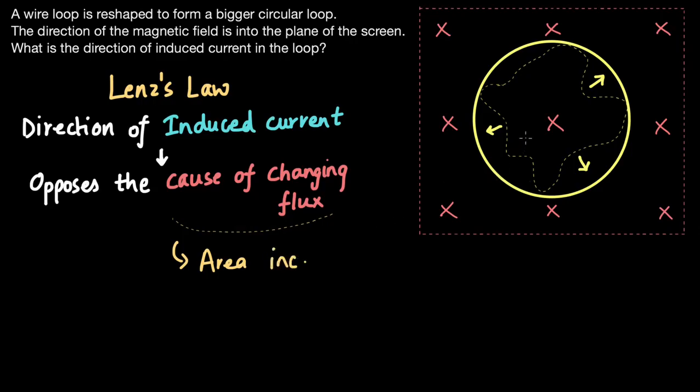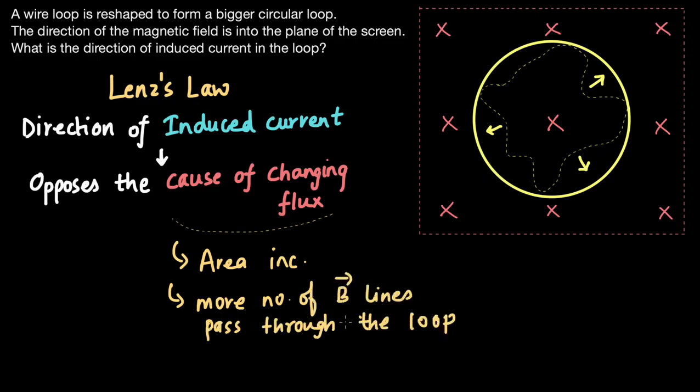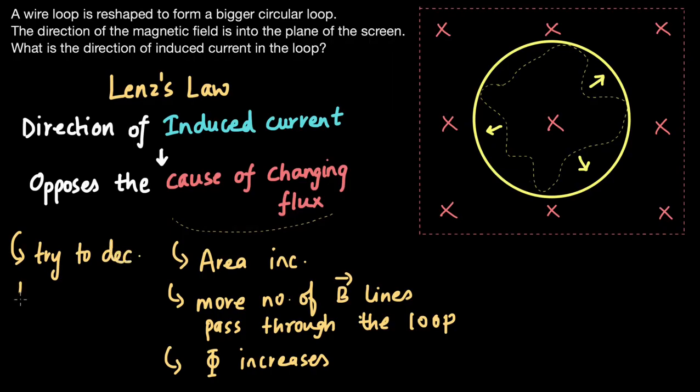Because of that, more number of magnetic field lines will now pass through the loop. So more B lines pass through the loop. Now if there are more magnetic field lines passing through the loop, that will lead to an increase in the magnetic flux. So flux increases. Now to oppose this increase and minimize this change, the coil should try to decrease the flux. It should try to decrease the flux passing through it.